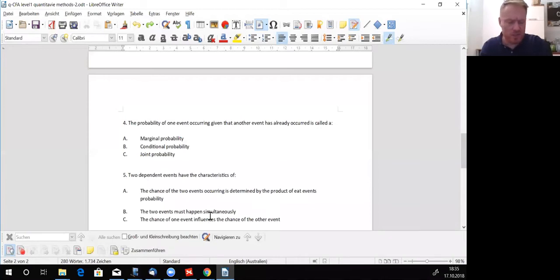When we take a look at the questions again, what is this? Question number 4 could be your question. If that was your question in the CFA level 1 exam, how would you answer?